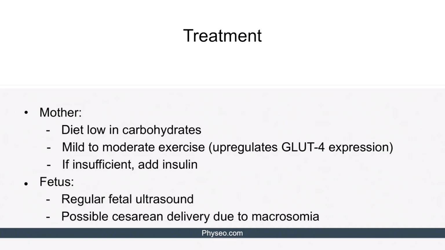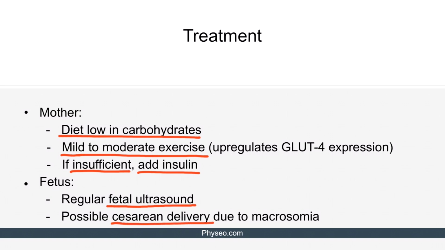Okay, shifting gears, let's now focus on the treatment. The first-line therapy for a mother with GDM is a diet low in carbohydrates and mild to moderate exercise. Exercise is beneficial because it upregulates GLUT4 expression in adipose tissue and skeletal muscle, resulting in increased glucose uptake by these tissues. If diet and exercise are insufficient, then we add insulin. Metformin and sulfonylureas are occasionally used by some physicians. However, their use is not a standard of care yet. As for the fetus, we need to regularly perform fetal ultrasound to monitor for complications. Additionally, we might need to perform cesarean delivery during labor due to fetal macrosomia.